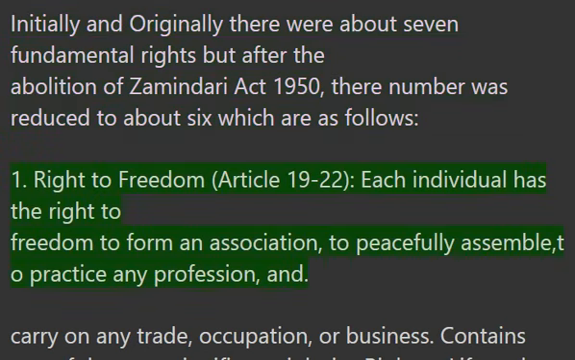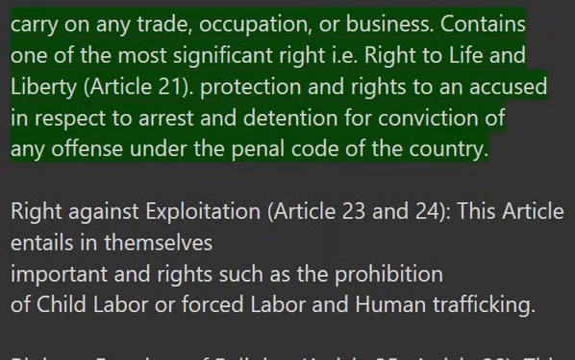2. Right to freedom, Article 19 to 22. Each individual has the right to freedom to form an association, to peacefully assemble, to practice any profession, and carry on any trade, occupation, or business. It contains one of the most significant rights, i.e. the right to life and liberty, Article 21.